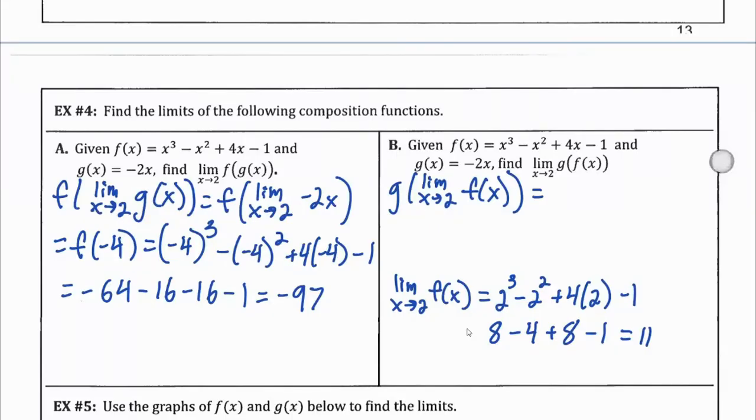Once we find that, what we're really looking for is g of 11. So we can plug 11 into this function. We'd say negative 2 times 11, so that's going to be negative 22. Now, these are not the same number. So the limit as x approaches 2 of g of f of x is not the same as the limit as x approaches 2 of f of g of x. But we're essentially plugging into the inner function and then plugging into the outer function. We will talk about what happens when that limit isn't easily gotten by just plugging in, but not right now.